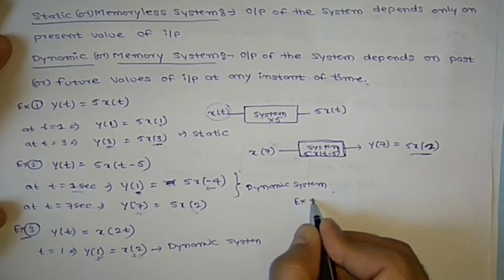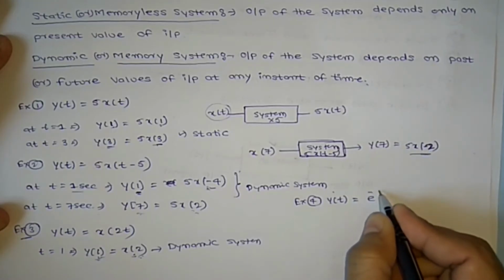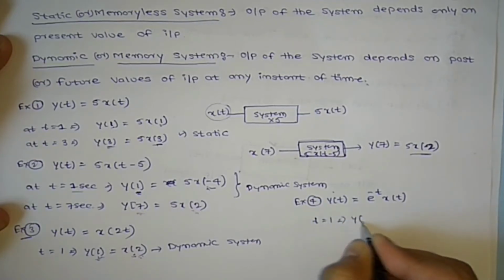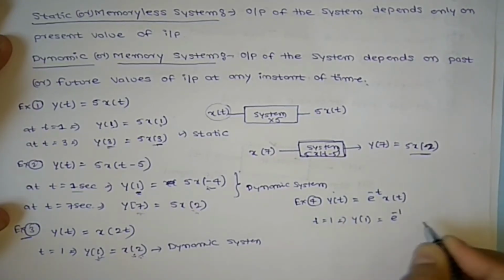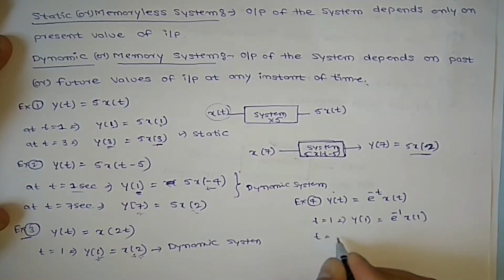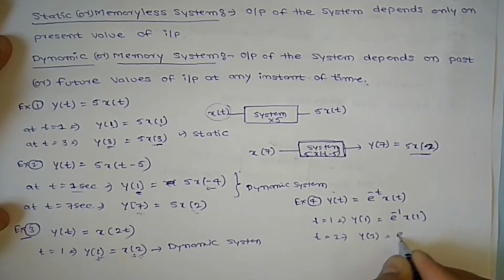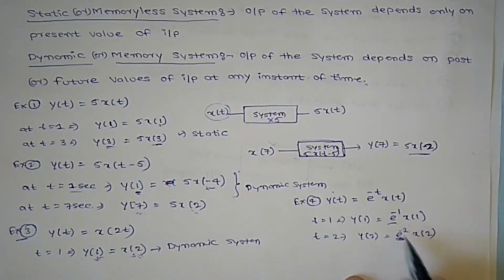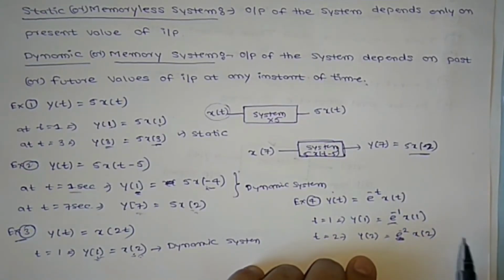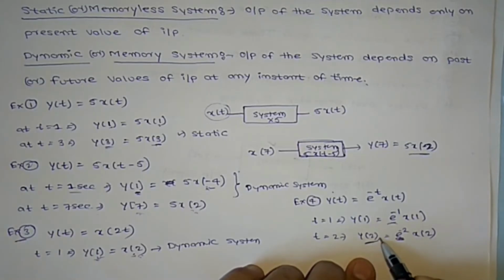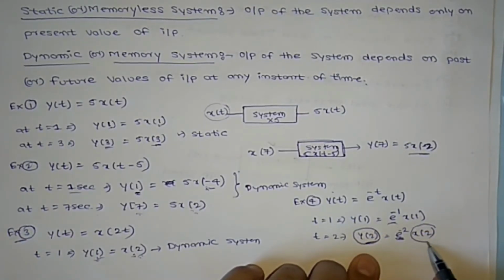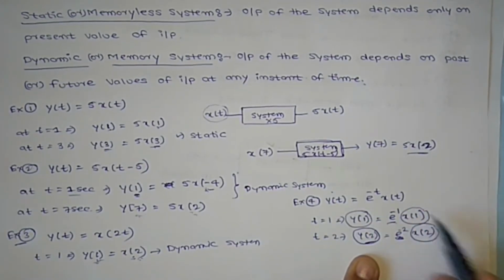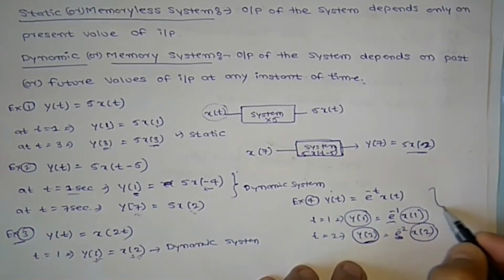Let us go for example 4. y of t equal to e power of minus t times x of t. See here, at t equal to 1, y of 1 is e power of minus 1 times x of 1. At t equal to 2, y of 2 is e power of minus 2 times x of 2. So e power of minus t is just a constant at each instant. Output should depend only on the present value of the input, per the definition. The output at 2 seconds depends on the input at 2 seconds only, and at 1 second on 1 second only. Clear? So it is a static system.